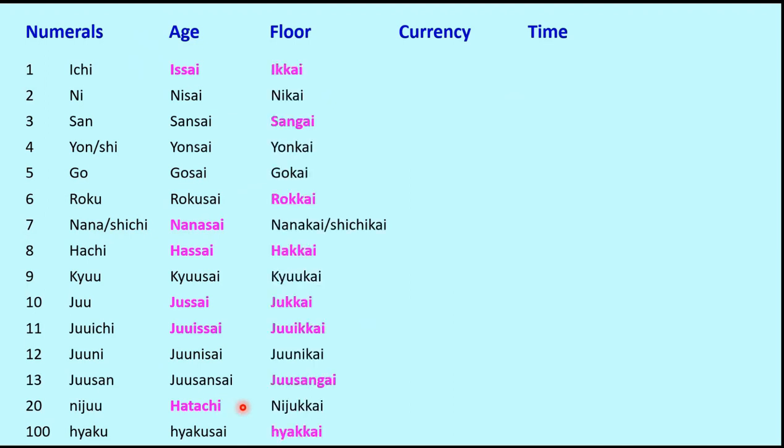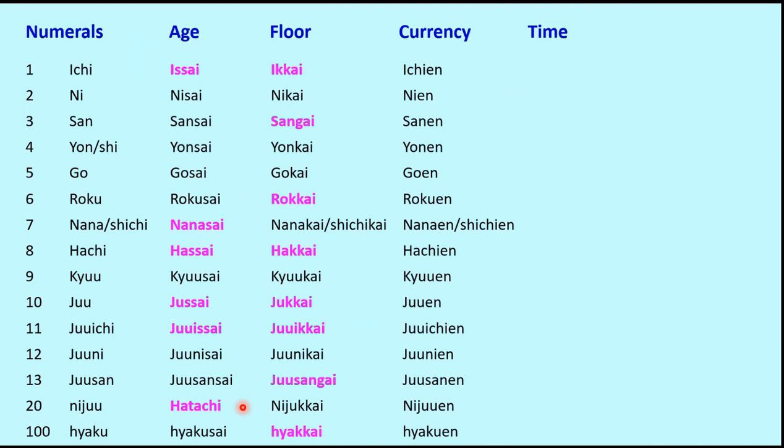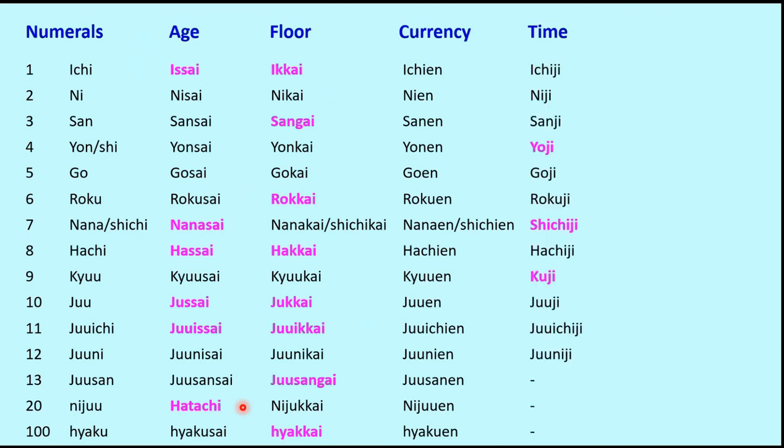Similarly for floor we have ikkai, nikai, sangai, yonkai, gokai, rokkai, nanakai or shichikai, hakkai, kyukai, jukkai, juikkai, junikai, jusangai, nijukkai, hyakkai. Again, the purple ones represent exceptions. For currency, there are no exceptions. We have ichien, nien, sanen, yonen, and so on. Today's topic is time.